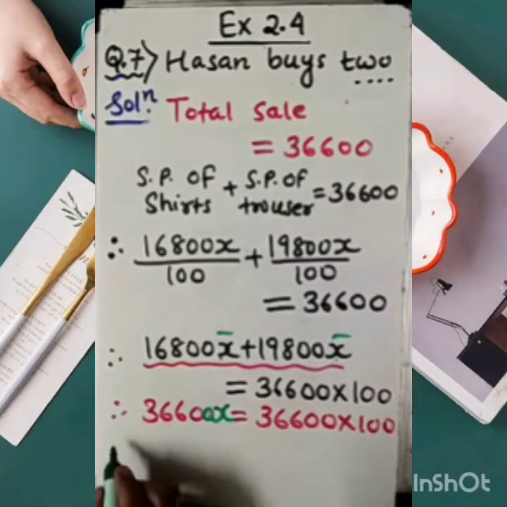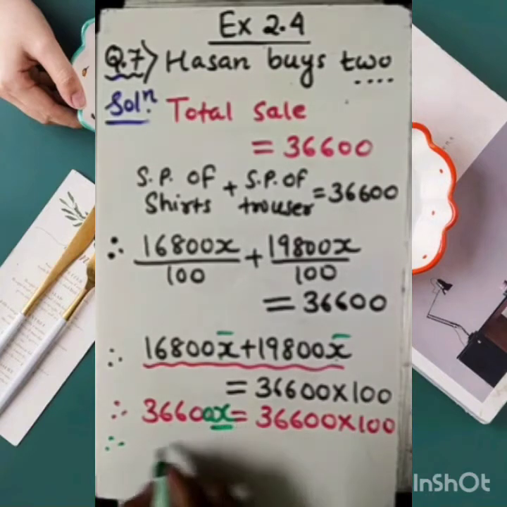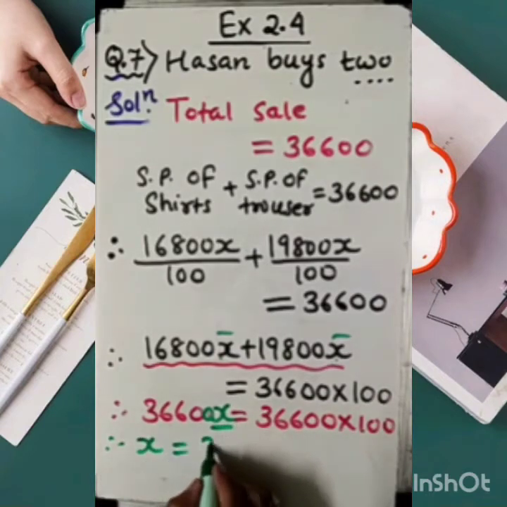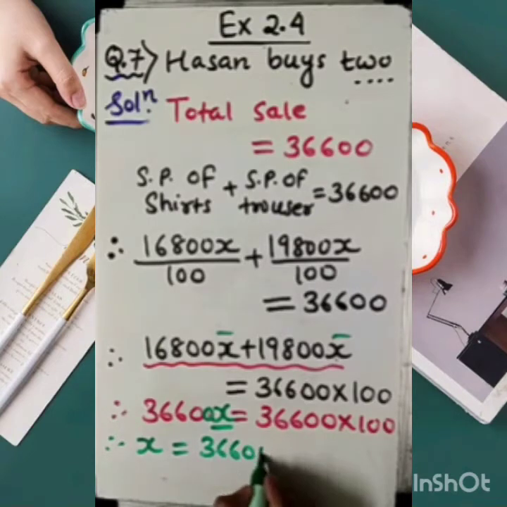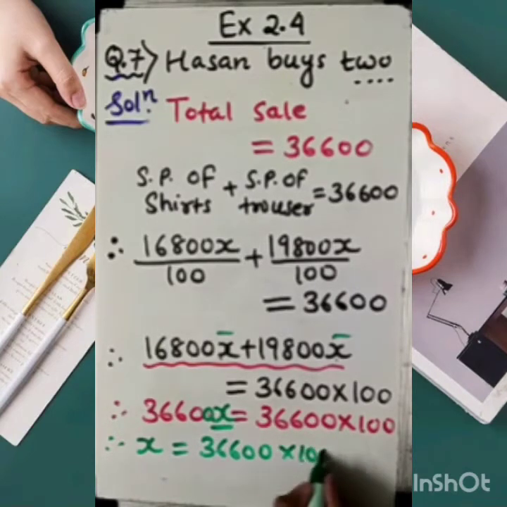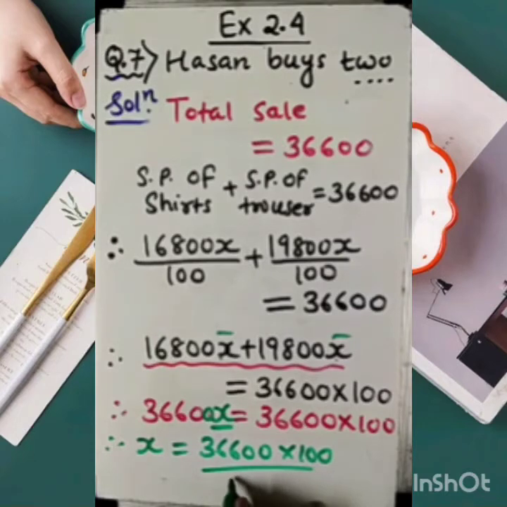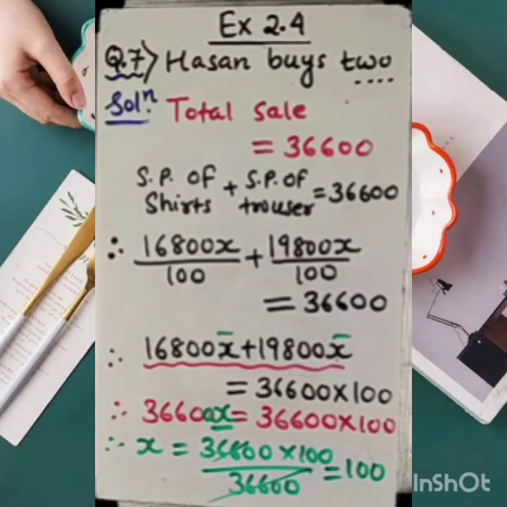Okay. So dear student, what will be the value of x? x equal to 36600 into 100 upon this 36600. So my dear student, this will be cancelled. So the value of x will be 100. Okay, the value of x is 100.